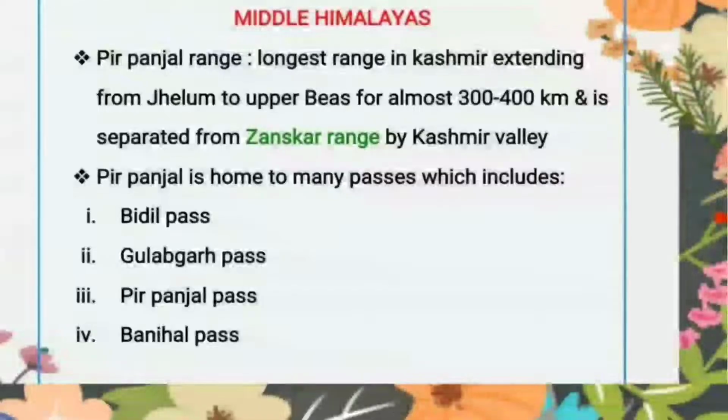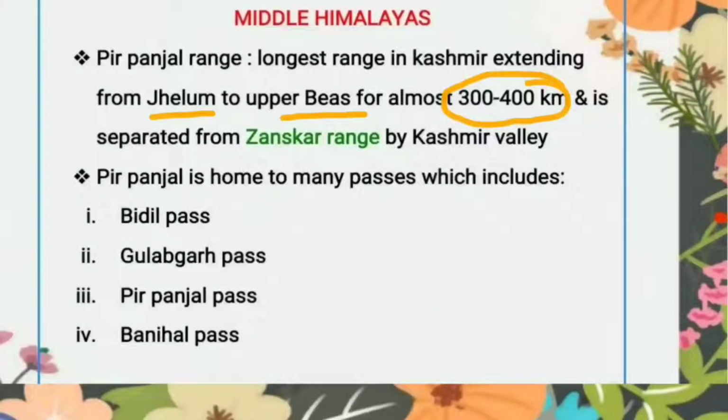Now talking about the Pir Panjal, which is a very important range, it's the longest range in Kashmir, which extends from River Jhelum to Upper Bias for almost 300 to 400 kilometers, and it is separated from the Zaskar range by the Kashmir Valley.